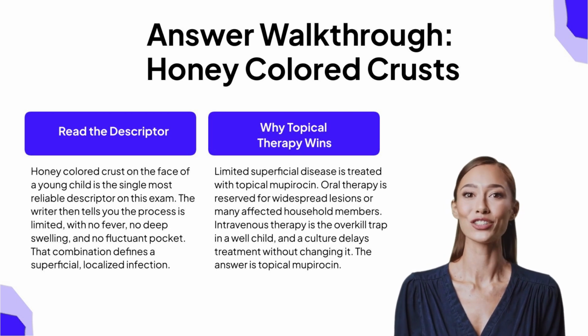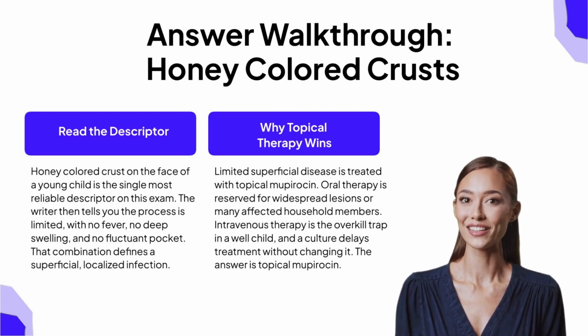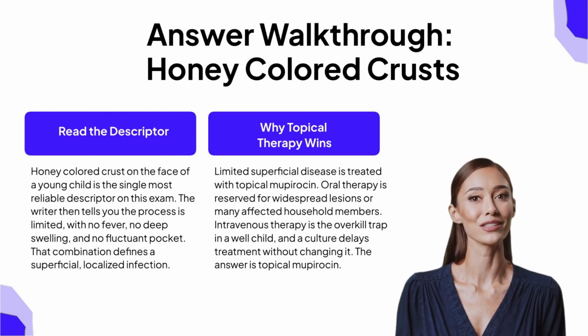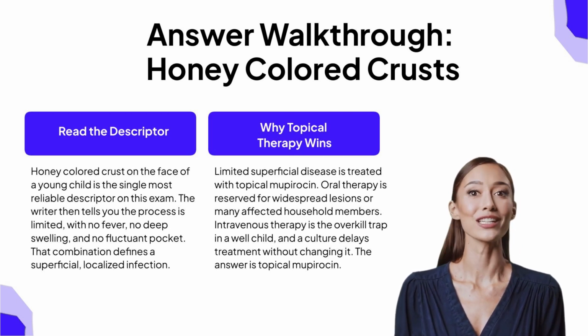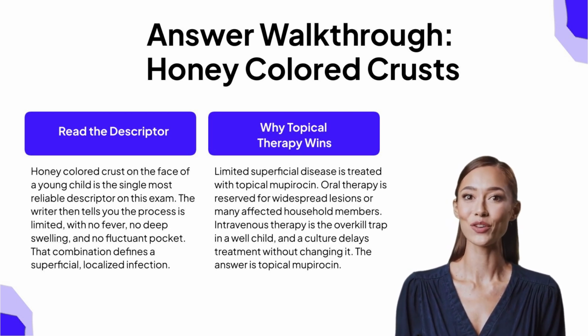Now, why does topical therapy win? Limited superficial disease of this kind is treated with topical mupirocin. Oral therapy is reserved for widespread lesions, for many lesions scattered across the body, or when multiple household members are affected. Choice B, oral trimethoprim with sulfamethoxazole, does too much for a few crusted spots on one small area of the face.